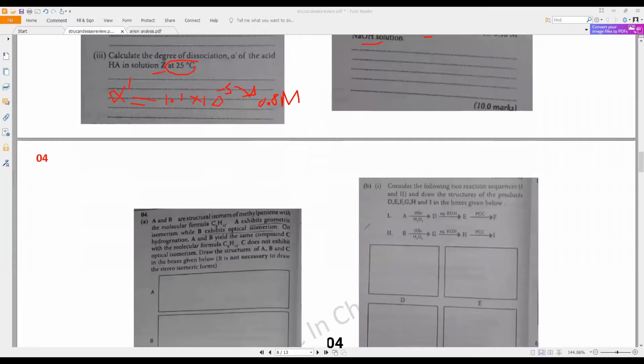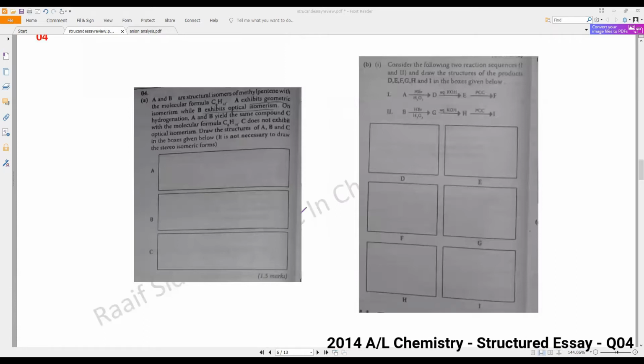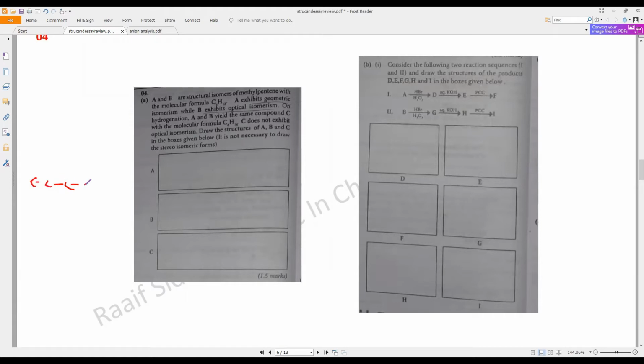We will move on to organic question very quickly. So you have given isomers of methylpentene. Methylpentene means you should have a 5-carbon chain like this, and there should be a substituent methyl group. A and B are structural isomers.